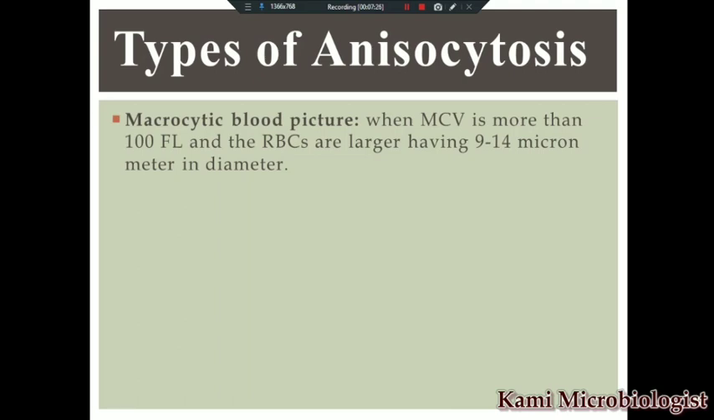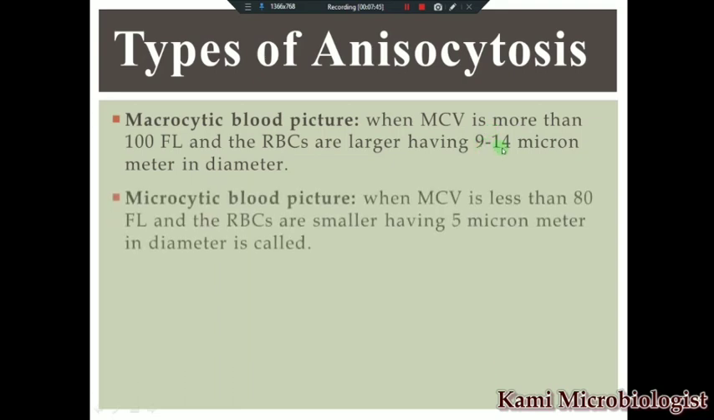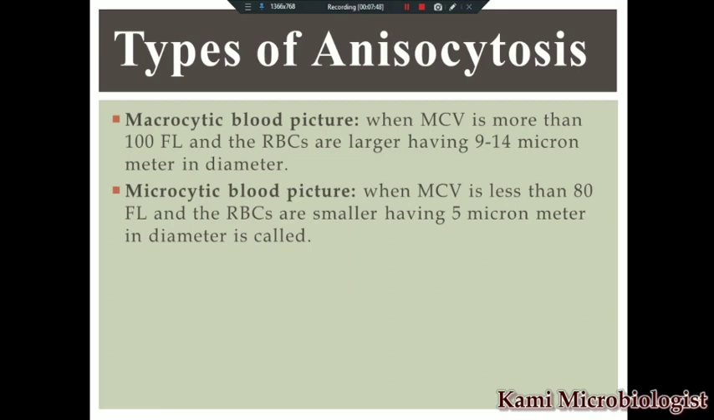Moreover, if you see in the blood report that the MCV value is high, higher than 100 femtoliter, it means this is called macrocytic blood picture. And in this case the RBC diameter will be 9 to 14 micron. Next we have another type of anisocytosis, we call it microcytic blood picture. This is opposite to the macrocytic, because in this case the MCV value will be less than 80 femtoliter, and the RBCs are very small in size, with a diameter of 5 micrometer.